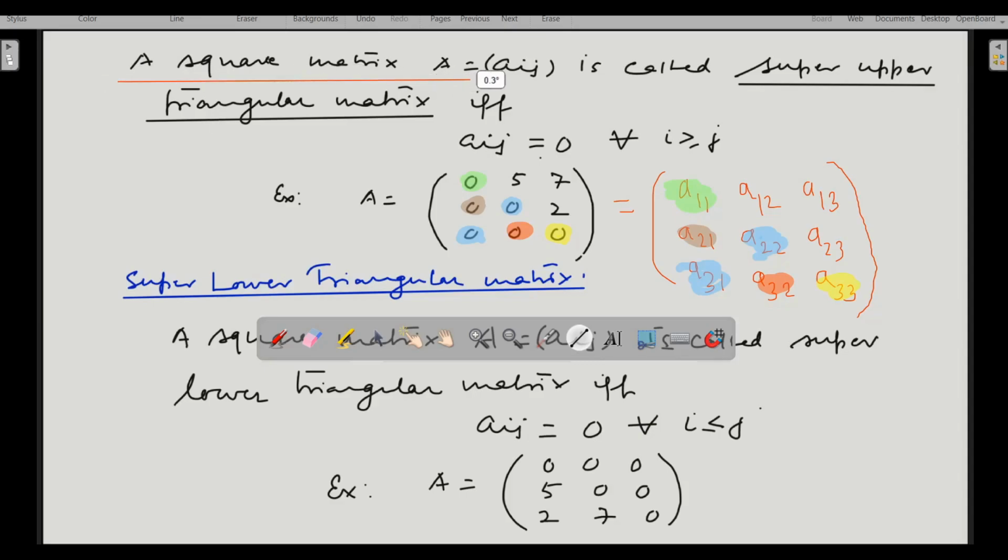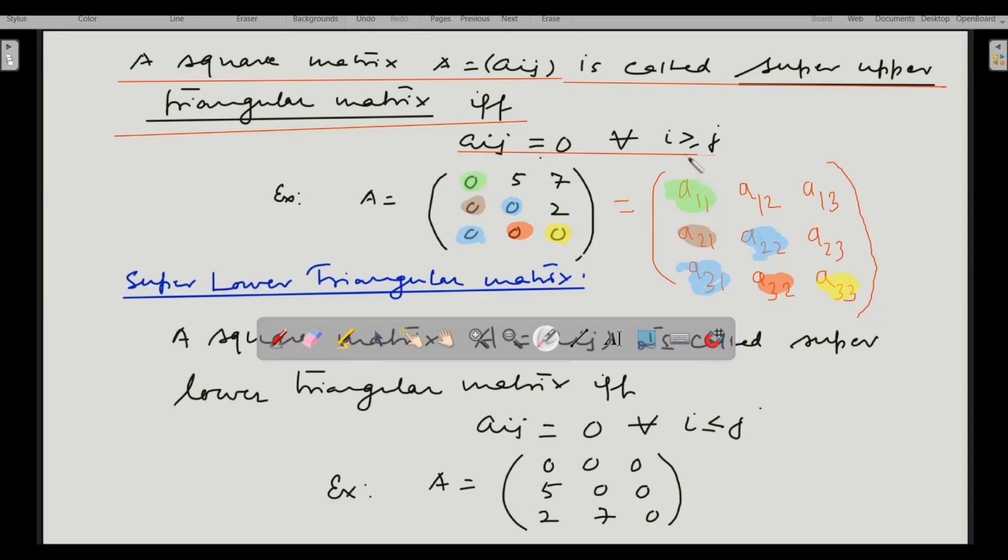Now what does the mathematical definition say? A square matrix A equal to Aij is called super upper triangular matrix if and only if Aij equals 0 for all i greater than or equal to j. Now have a look. i is equal to j at the diagonal elements, this element, this element, and this element. So at diagonal elements, i is equal to j. This condition is satisfied because it says i is either greater than or equal to j. So where i equals j, those elements are also 0.